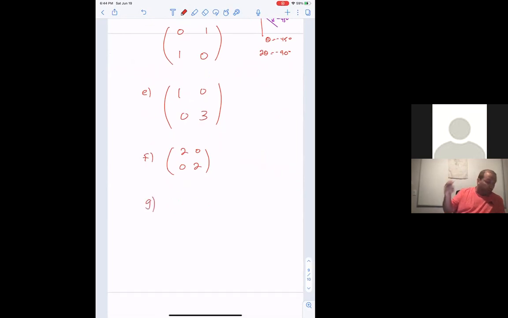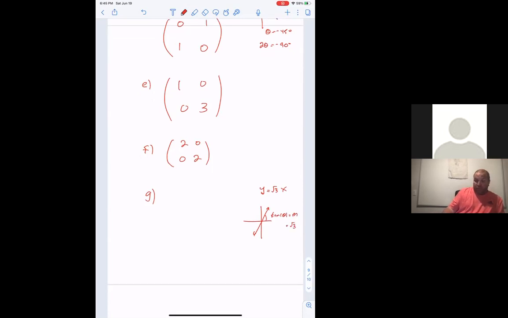And finally, G, a reflection in the line y equals the square root of 3x, so something like this. We need the angle. Don't forget, tangent theta is equal to the slope. In this case, tangent theta is equal to the square root of 3. So what angle is that? You should know your trigonometry, and if not, your calculator does. That means theta is equal to pi/3, which means 2 theta is 2 pi/3.